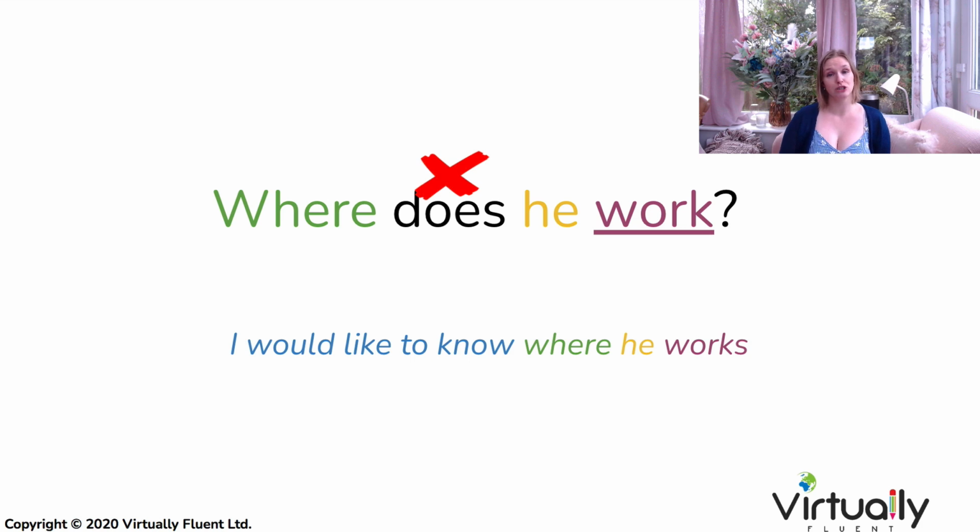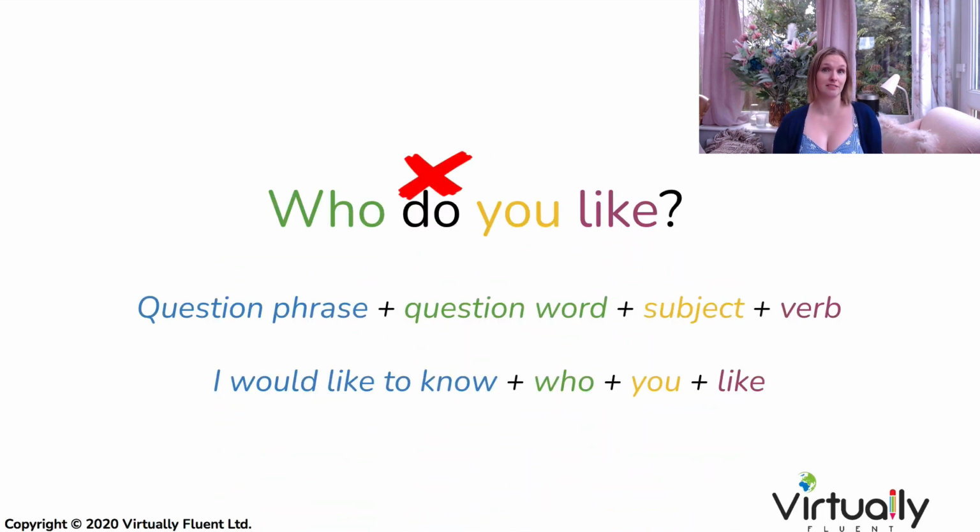So insert your question phrase at the beginning. I would like to know where he works. Not where does he work, where he works. So just be careful with indirect questions in the present simple tense. Here's another example with the do form. Who do you like? I would like to know who you like.